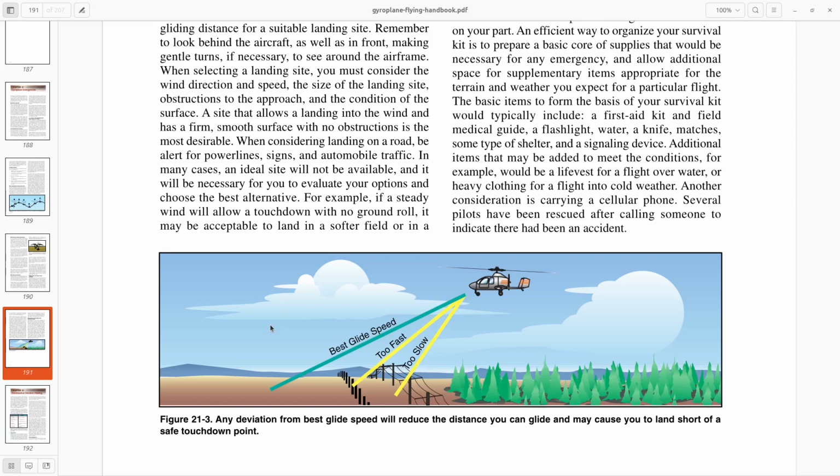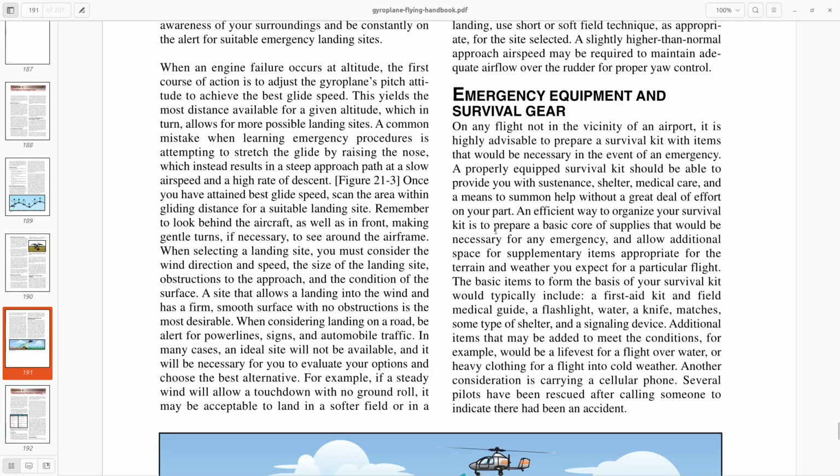Then finally, they talk about survival gear. Depending on your machine, you might not have any space for this, but if you have space for it, it's never a bad thing to have things like basic first aid, something that you could use for shelter, maybe a knife, and some way of trying to get help. For a lot of people, that would be a cell phone, but there are places in this country where those don't really work. So that's pretty much our 7th chapter here on gyroplane emergencies.